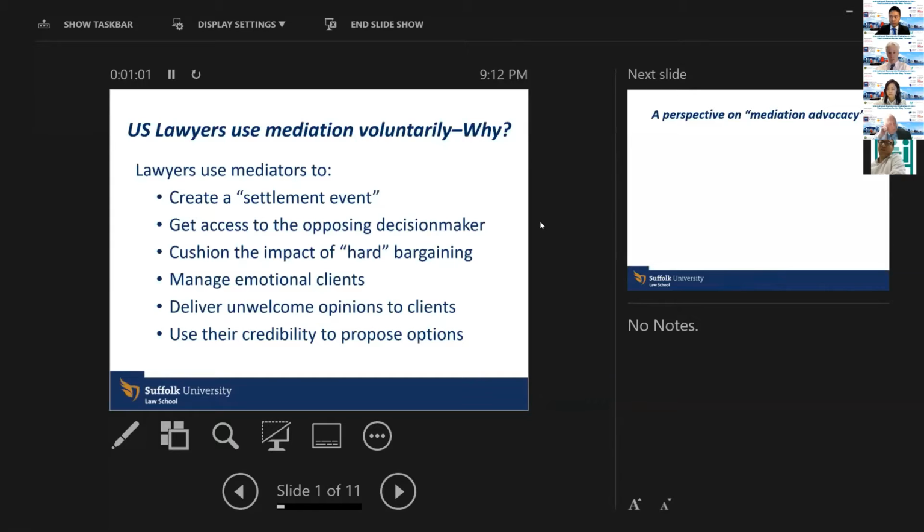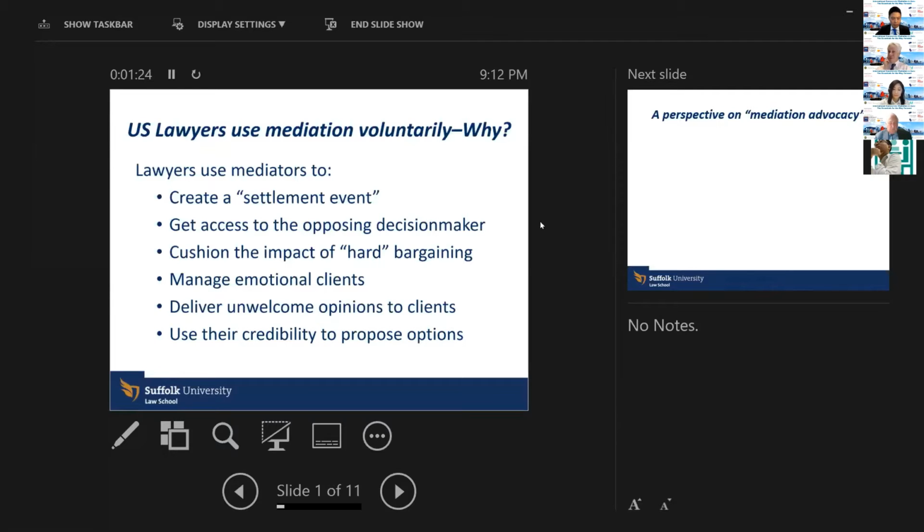Also, of course, and as CW's indicated, they do it to get direct access to the opposing decision maker, because in US litigation practice, you never talk to the decision maker on the other side. The best you can do perhaps is call them as a witness and cross-examine them, but that isn't very satisfactory. Mediation, of course, is a completely different framework.